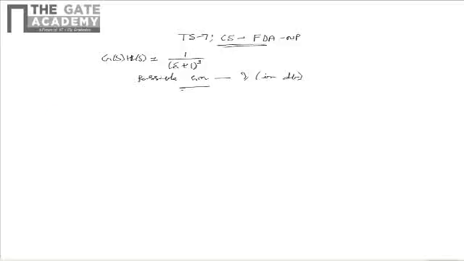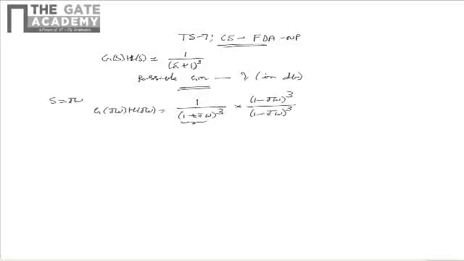For getting the possible gain margin of the control system, let us substitute s equal to j omega to get G(j omega)H(j omega) equal to 1 by (1 plus j omega) whole cube. Now let us multiply and divide it by (1 minus j omega) whole cube. We know that (1 plus j omega) multiplied by (1 minus j omega) is equal to 1 plus omega square. So the denominator gets simplified as (1 plus omega square) whole cube.